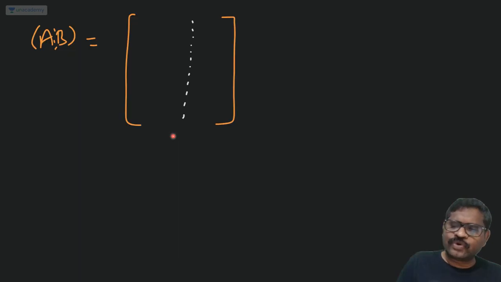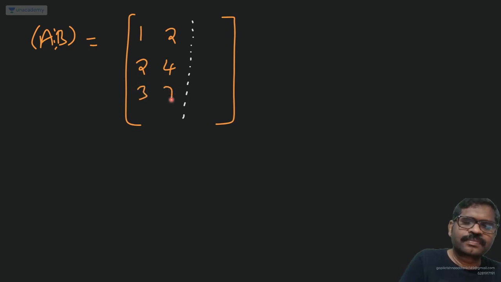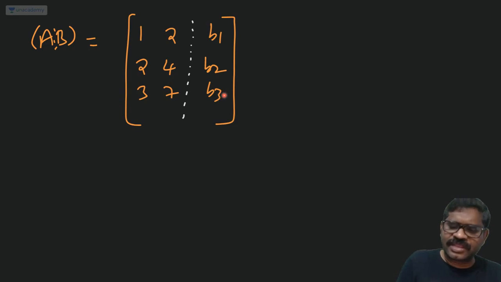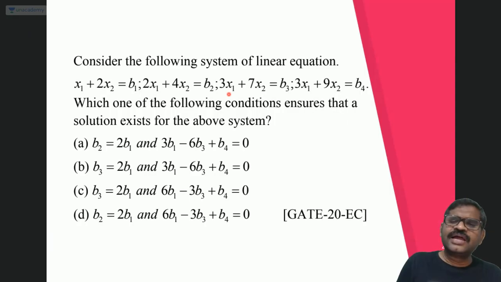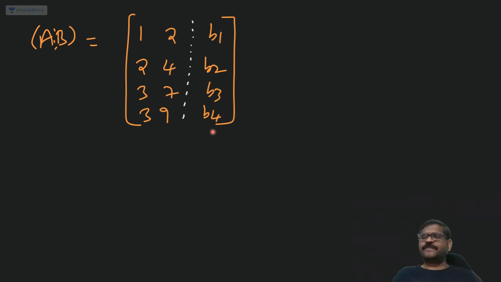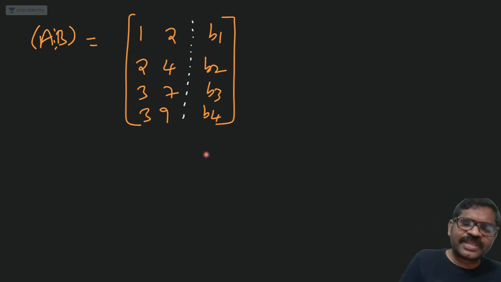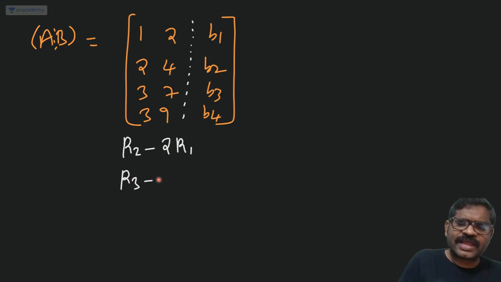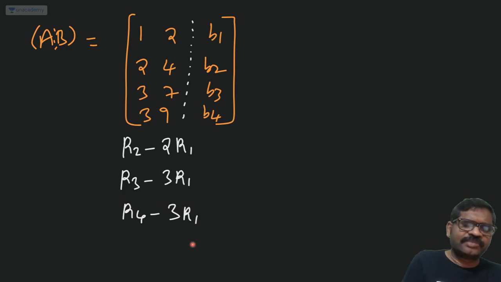One, two, two, 4, 3, 7. B1, B2, B3. 3, 9. 3, 9. B4. Okay, we have to apply the operations. R2 minus 2 times of R1, R3 minus 3 times of R1, R4 minus 3 times of R1.